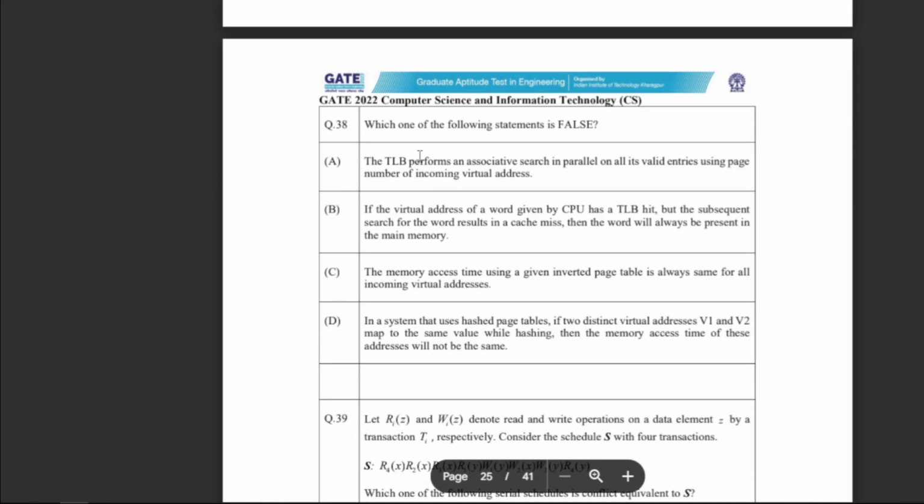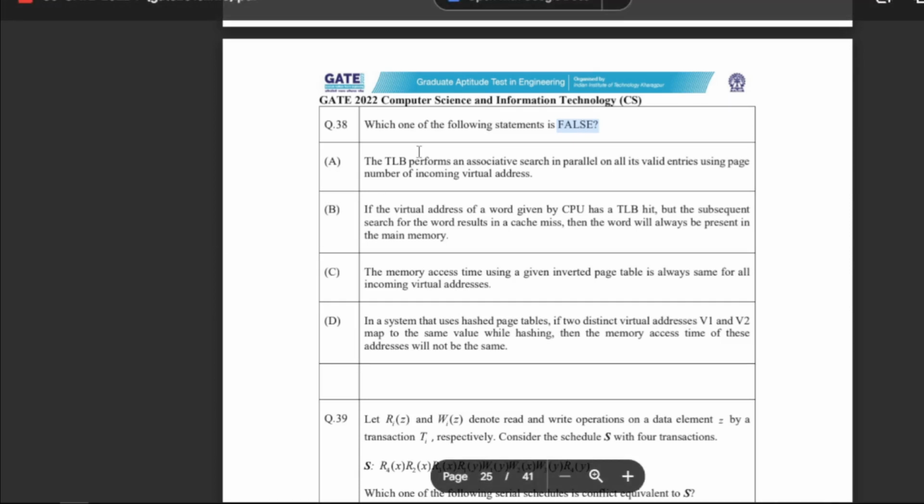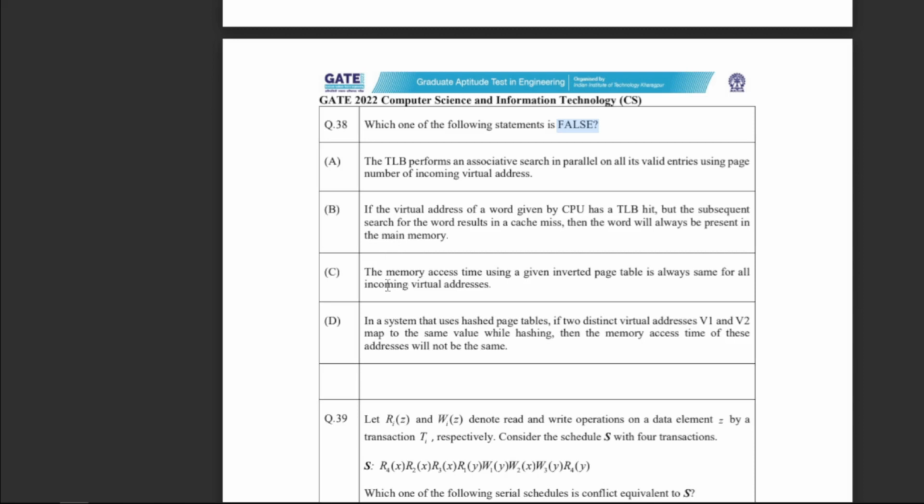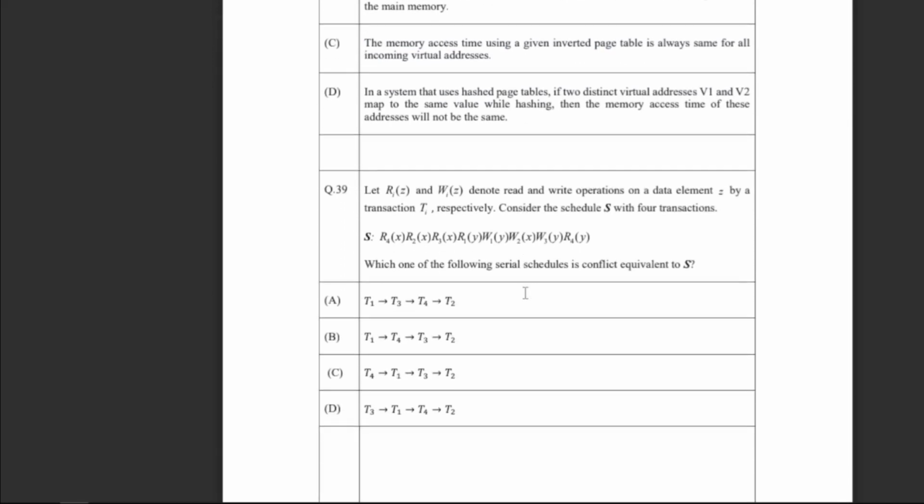Next question is, which one of the following statements is false? Okay, so for 38, again I'll mark the answer only. So for 38, the answer is C. The memory access time using a given inverted page table is always the same for all incoming virtual addresses. So this is false here, right?